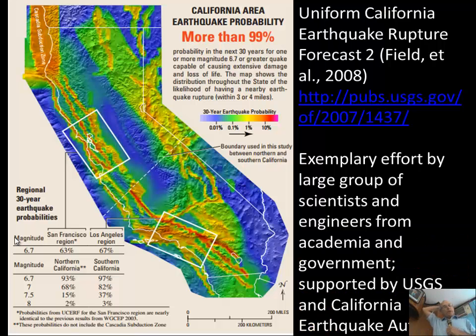Okay, so here was the outcome of this Uniform California Earthquake Rupture Forecast, which was a community effort. So many people worked on it. It was a large group of scientists and engineers from academia as well as government, from both the federal government, the U.S. Geological Survey, and the California Geological Survey, and it was paid for by the U.S. Geological Survey and the California Earthquake Authority.